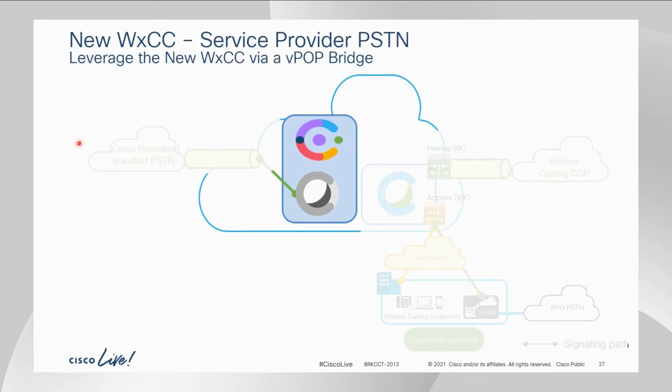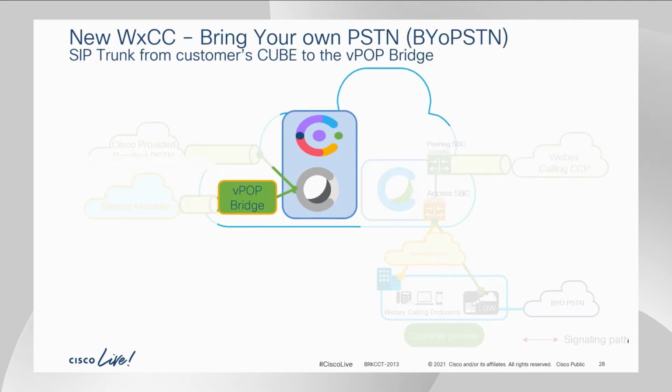Then the second option is the service provider PSTN option. This is the VPOP bridge option, which supports existing service providers who have circuits into the current VPOPs, meaning the legacy VPOPs. So those service providers will continue to be connected to the legacy VPOPs, and we will connect them from the legacy VPOP to the new voice media layer using what we call the VPOP bridge.